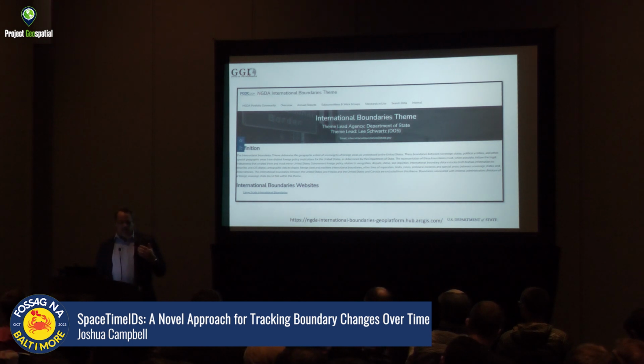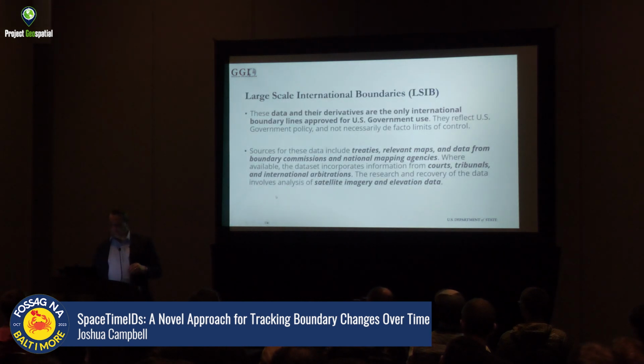So in the day and age of the Geospatial Data Act, State Department is the lead federal agency for international boundaries, which means we are the National Geospatial Data Asset, the NGDA theme lead for international boundaries. There is only one data set in that theme, the large-scale international boundaries. These lines are maintained by the Office of the Geographer on behalf of the entire US government. And in theory, all US government maps need to use these lines and cartography and names.